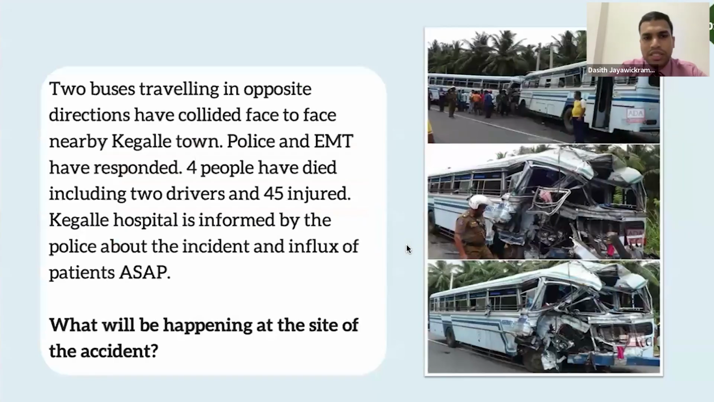So imagine this is the situation. There are two buses traveling in opposite directions that collided face to face in Kerala. The police and the emergency medical team have responded to the area, and in the incident 4 people have died, including the 2 drivers, and around 45 people are injured.